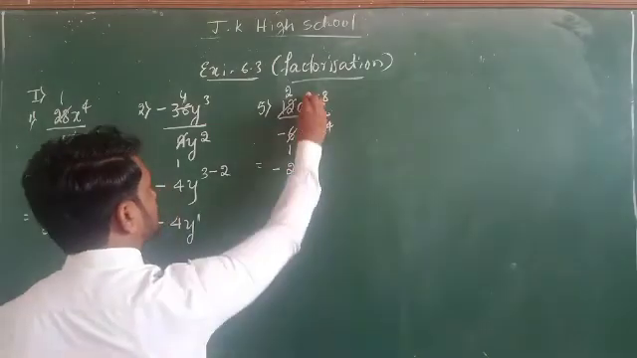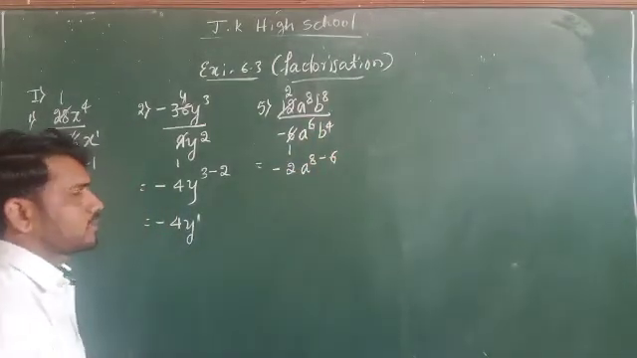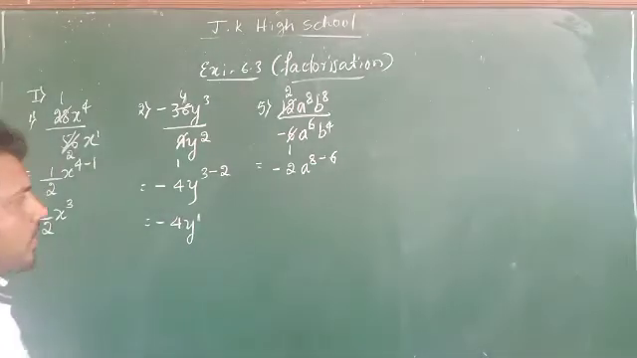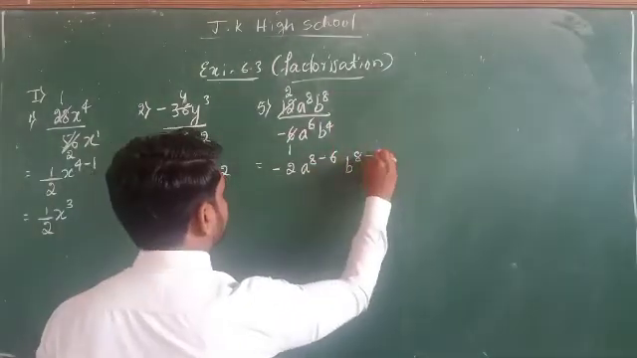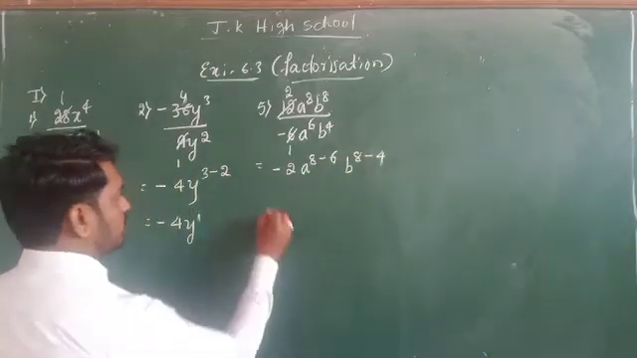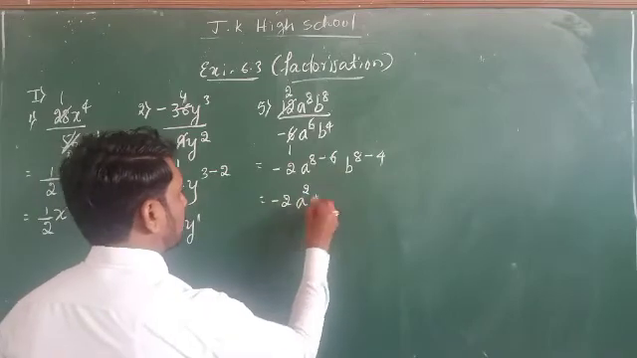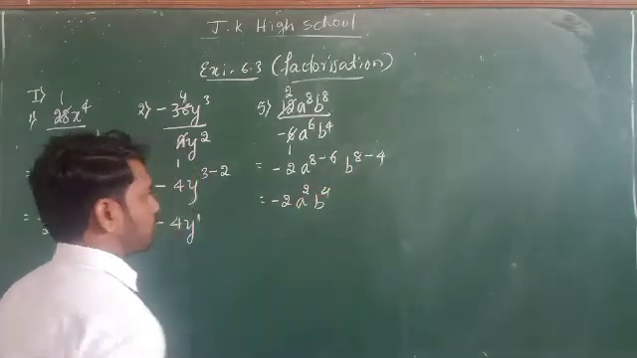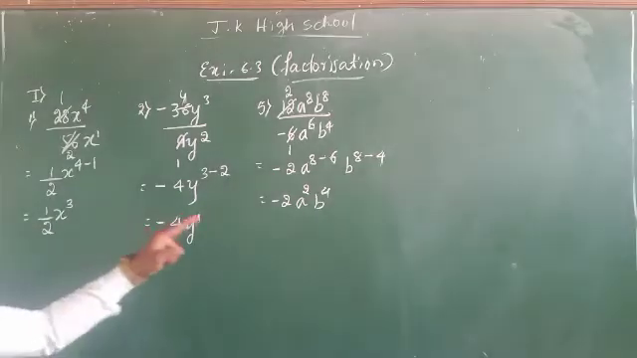A to the power how much? 8 is there, down 6 is there. Just subtract 6 from 8. Next term, take b. This is 8 and this is 4. Correct? Next term, minus 2 as it is. 8 minus 6 means 2. b to the power 8 minus 4 means 4. So this is your final answer. Okay? Write down the answers.